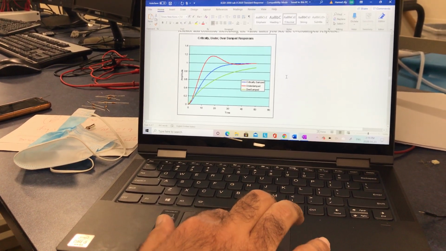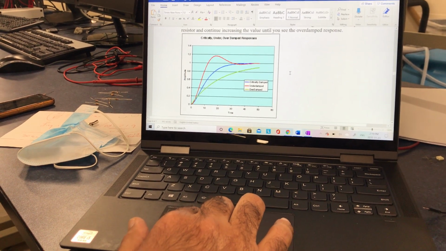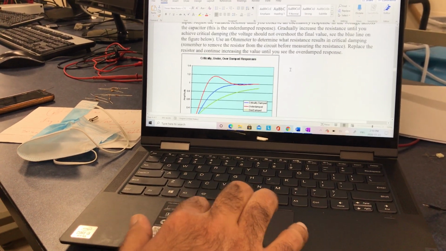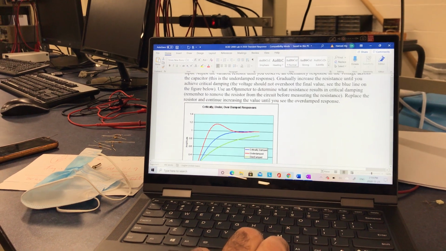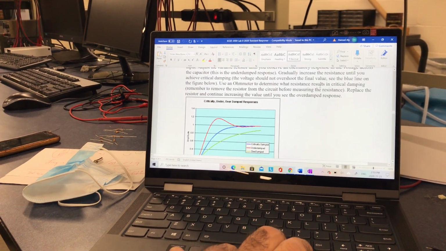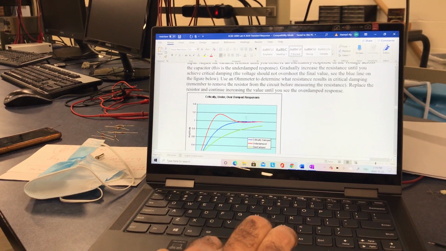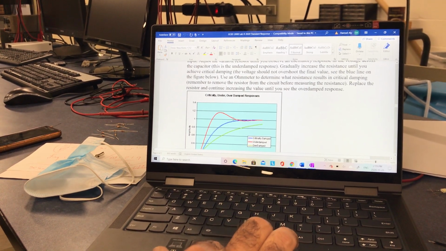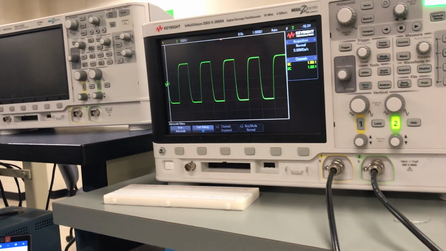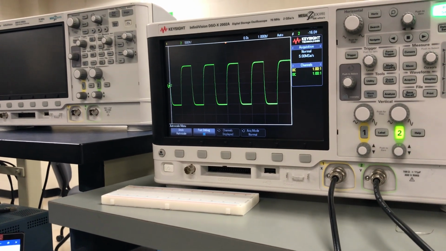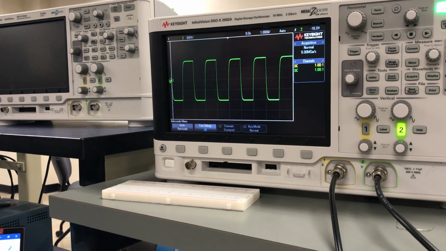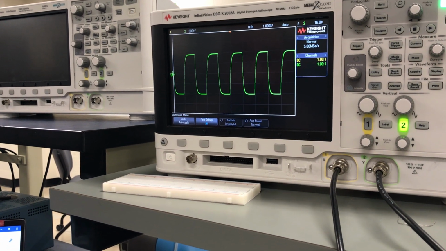So what he is looking for is measuring the value of the resistance here. He's saying to use the ohmmeter to measure the value of the resistance that results in critical damping. Critical damping, which is that case. So if we try to see here, this is what we call the over-damped case for different values.